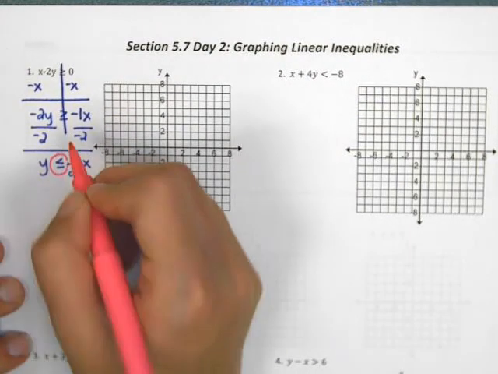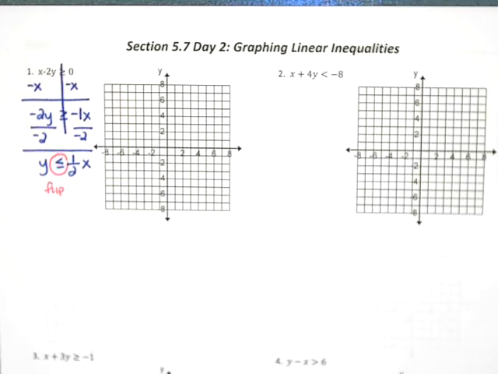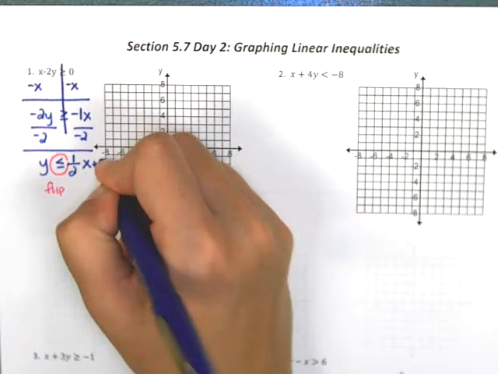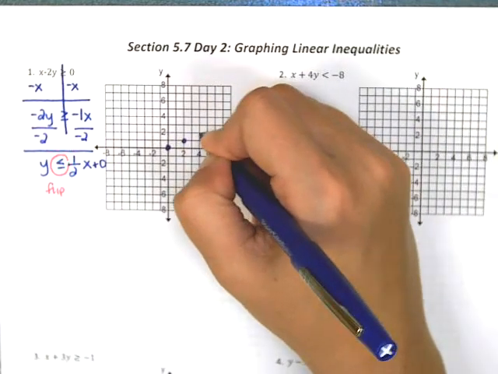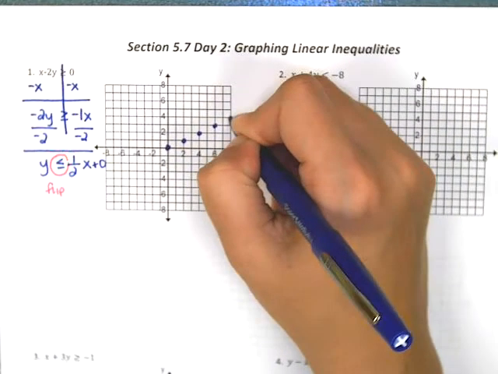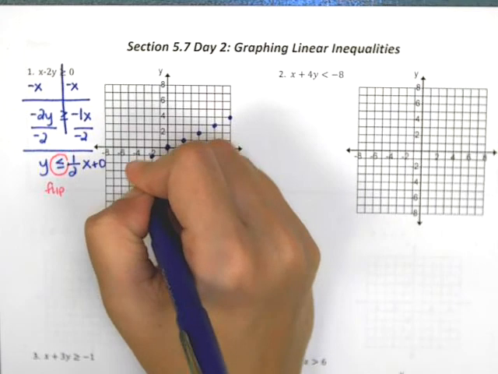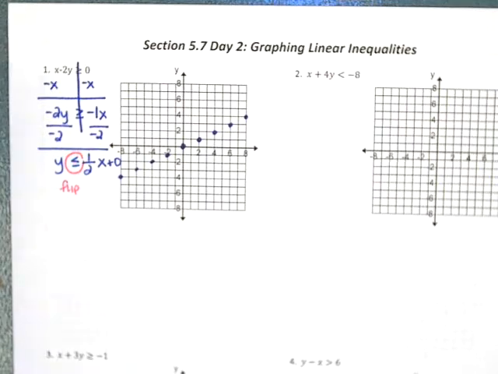Now, a couple things happened here. First, the inequality symbol flipped over because I divided by a negative. The second was the negative 1 and the negative 2 make a positive 1/2. That means that my graph is going to begin on the 0. There's an invisible 0 here at the end. From there, I'm going to go up 1 over 2, up 1 over 2, up 1 over 2. I could also go down 1 left 2, down 1 left 2, and so on.